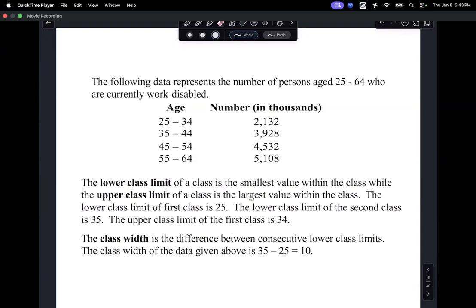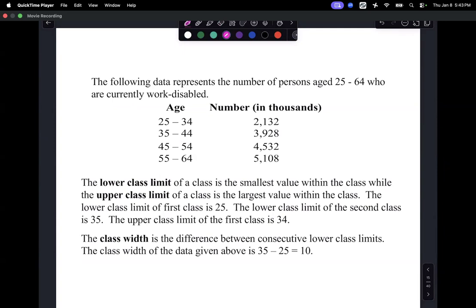A lower class limit is the smallest value within a class. So this right here, 25, is the lower class limit of my first bin or my first class. 45 is the lower class limit of that one. So the first number there is my lower class limit. The upper class limit is the largest value within that class. So for example, for this bin right here, 54 would be my upper class limit. That is the highest value inside my bin.